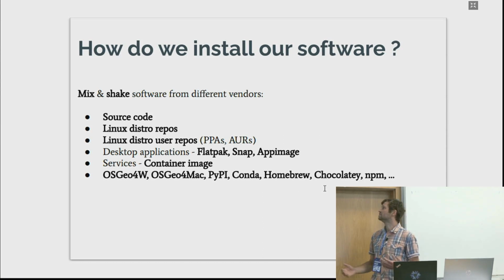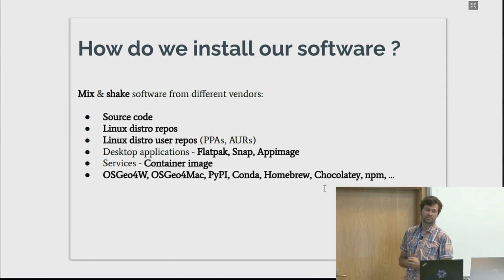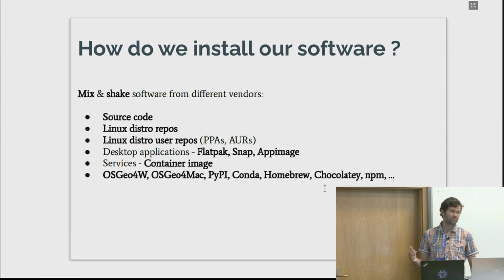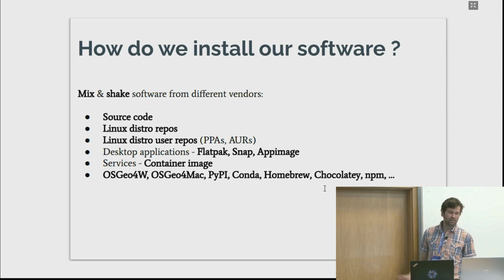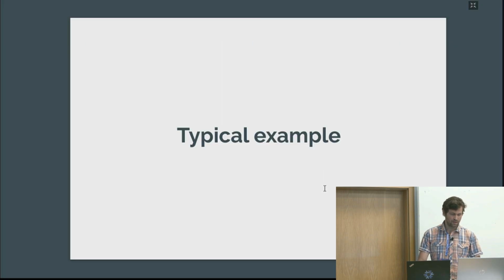So how do we install our software? Sometimes we compile it from source code. Sometimes we get it from Linux distro repos. We get it from PPAs, OS, Flatpak, snap images, container images, and anything else. So it's a huge mix of software, and different kinds of software come from different vendors and different sources.